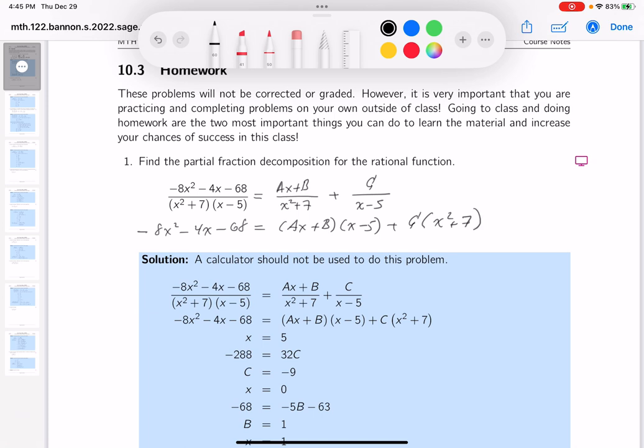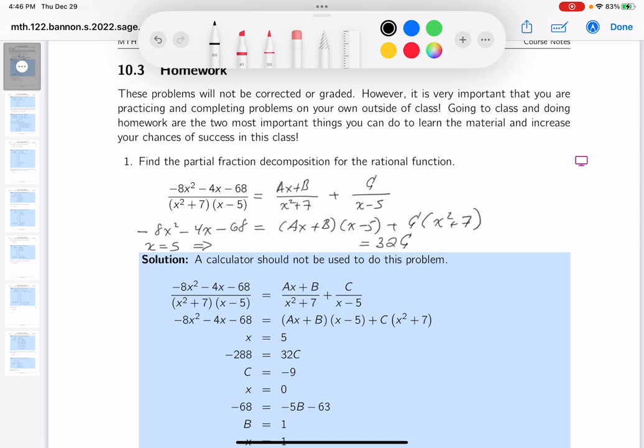Well, the first value I would pick, believe it or not, would be x is 5. And what would you get there? Well, the right side is really easy when you pick x is 5. The first term, ax plus b times x minus 5, disappears because x minus 5 is 0. And what do you get? Well, 5 squared is 25, and 25 plus 7 is 32. So you get 32 c's.